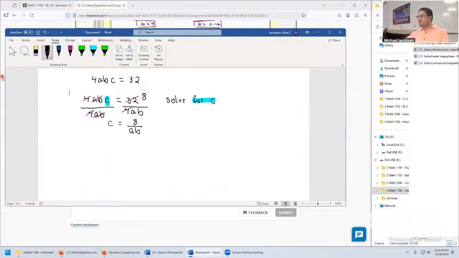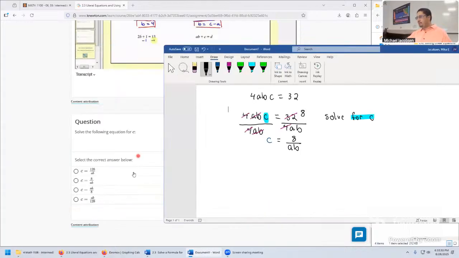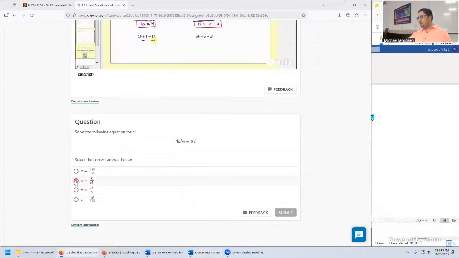Here it is on the left-hand side. Then, again, you're imagining you're doing this on a notebook. Pretend this is my notebook. Once you've got your solution, put it down, and then just take a look at what we have for options. 128 divided by AB, that one's definitely off. And we have this option, C equals 8 divided by AB.